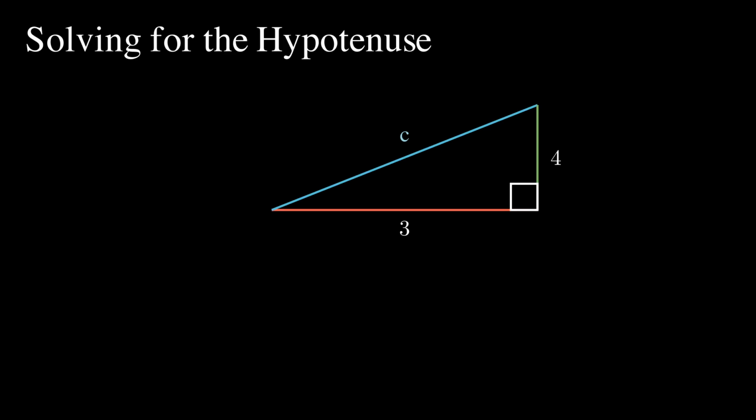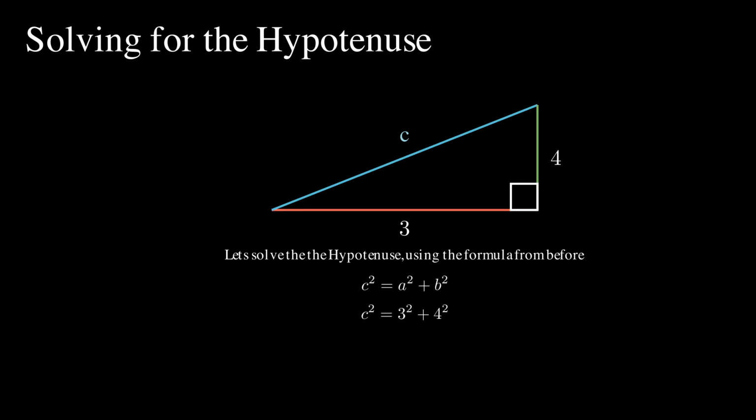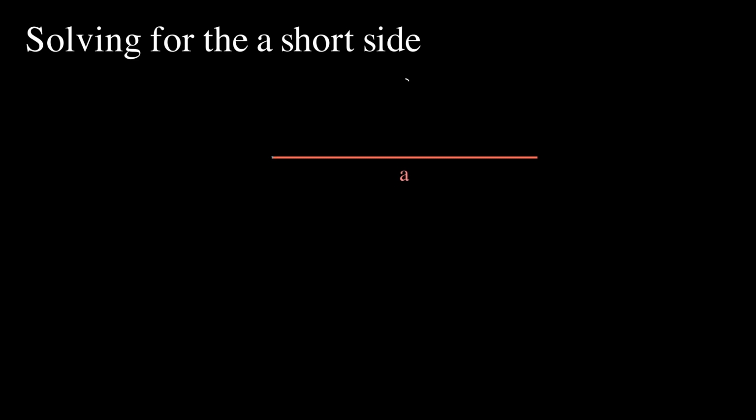So if we take the formula we used before, c squared is equal to a squared plus b squared. And then if we sub the values in, 3 squared plus 4 squared, the value of c squared would then become 25. Then we undo that square by taking the square root, which gives us the final value of c to be 5.